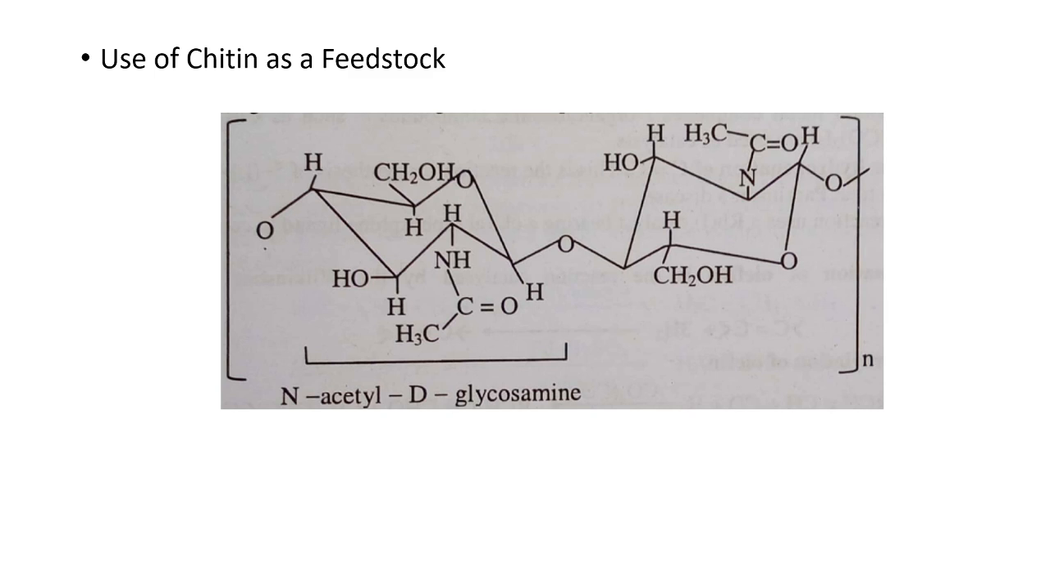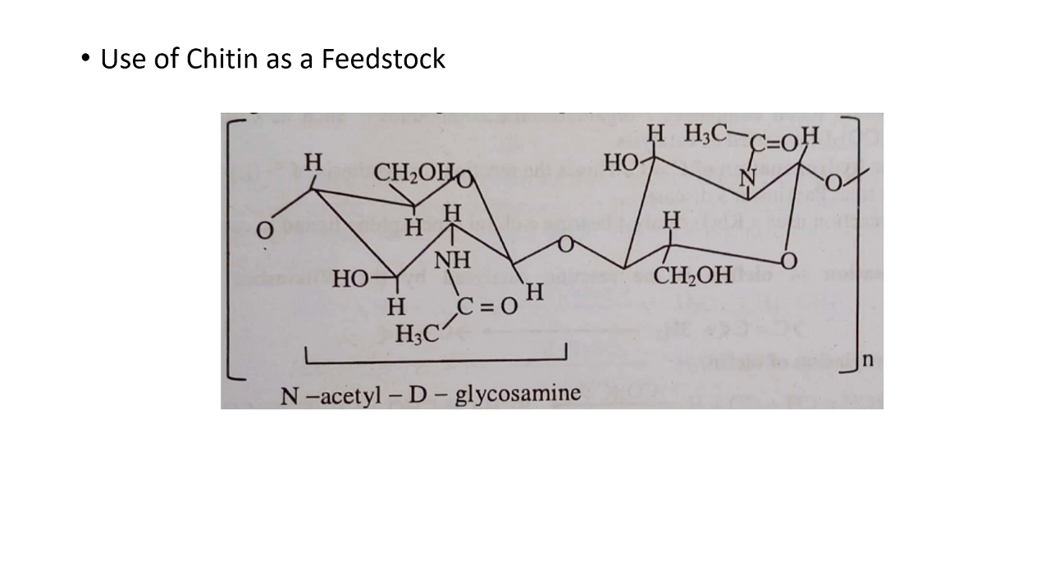example, that is the use of chitin as feedstock. So what is chitin? Chitin is a biopolymer. This can be used as starting material for production of modified polymers. So what is the structure of this chitin? The chitin structure is like this, that is N-acetyl D-glucosamine. Chitin is a naturally occurring biopolymer used by arthropods to make their exoskeleton. It is a polysaccharide made up of N-acetyl glucosamine units linked to each other.